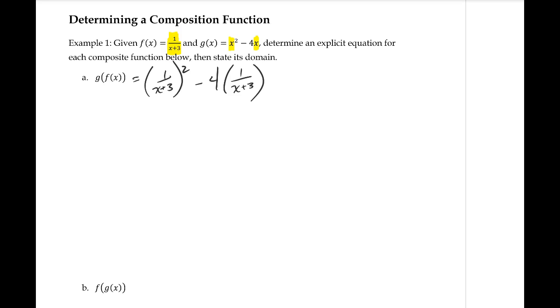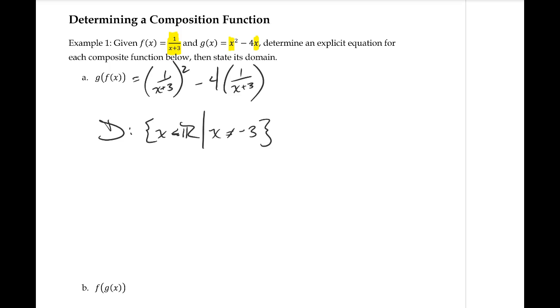Now, I can try and simplify this as much as I want, but the reality is I can determine my non-permissible values from here, and so that's the key other piece that I'm going to be looking at. So for my domain, because g is not restricted, f is the only thing I care about. So x cannot be -3. Again, in set notation, it's just x can't be -3. And that's the end of the story.